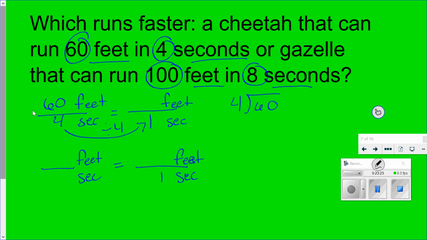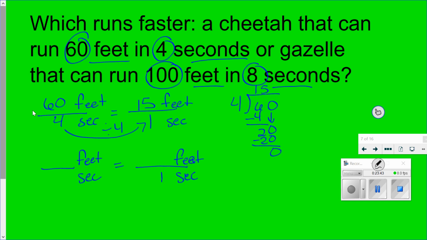How many times will 4 go into 6? Please wait until I ask the question before you answer. Bring down my 0. How many times will 4 go into 20? 5. And I get a 0 remainder, so I know the cheetah can run 15 feet in 1 second.